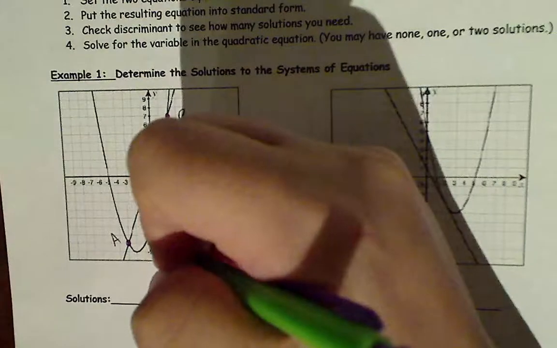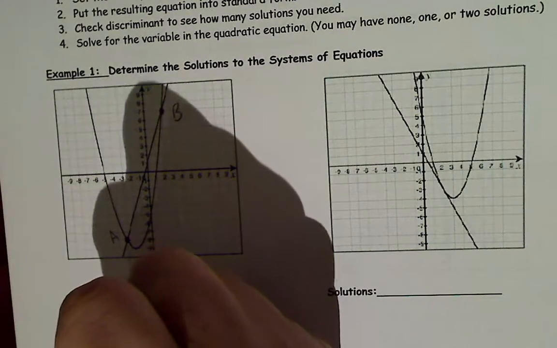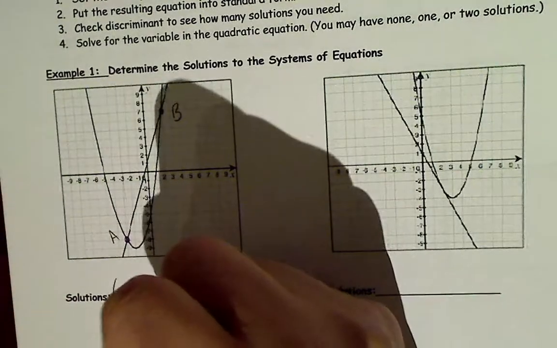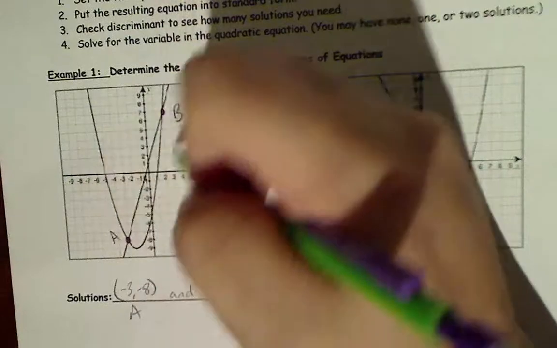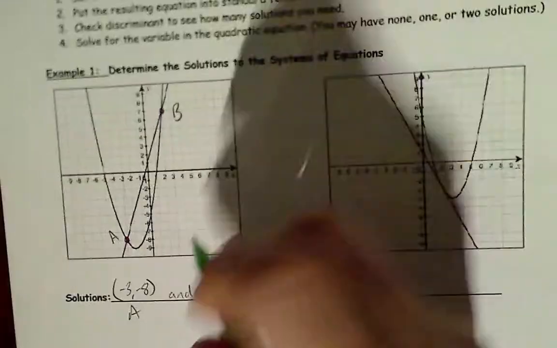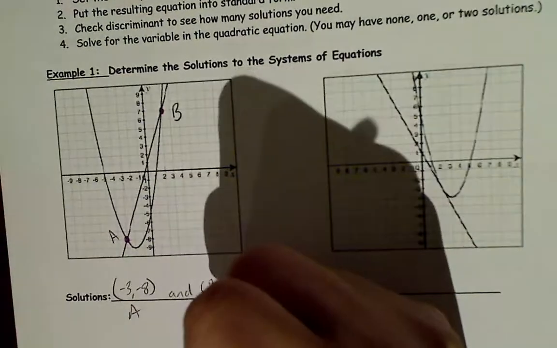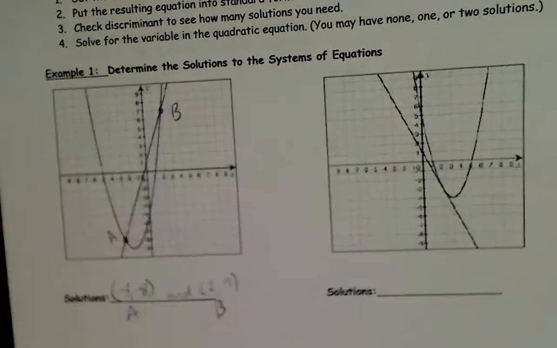Now, those points could be the exact. But it looks like the first point here is going to be at -3, -8. That's what it looks like. This will be point A. And then the second point of intersection here looks like it'll be 2, 7. Okay. And that's what you're looking for. It's just those 2 points of intersection. That's it.